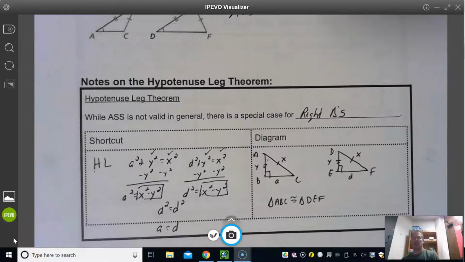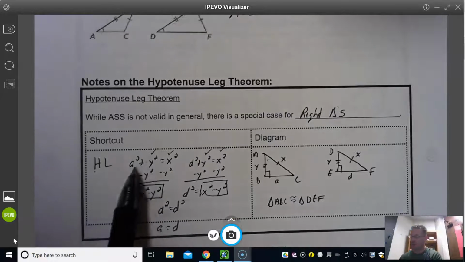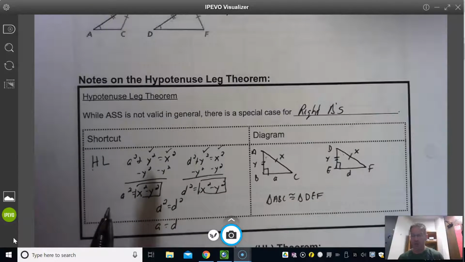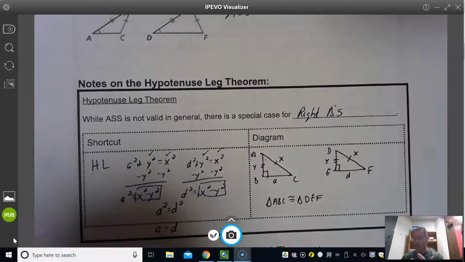And so really what this is doing then is, because of the Pythagorean theorem and the way it works in a right triangle, hypotenuse leg is really a shortcut for side, side, side. Because if two sides in a right triangle are equal to each other, the third side has to be equal because of our Pythagorean theorem. All right, not that you have to know all that, but I went through that for you just so you have a little deeper understanding of why hypotenuse leg works.